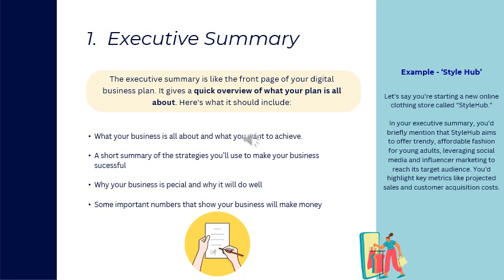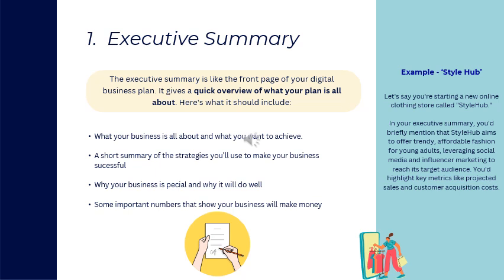Part 1. The executive summary. The executive summary is like the front page of your digital business plan. It gives a quick overview of what your plan is all about. Here is what it should include. What your business is all about and what you want to achieve. A short summary of the strategies you will use to make your business successful. Why your business is special and why it will do well. And some important numbers that show your business will make money.